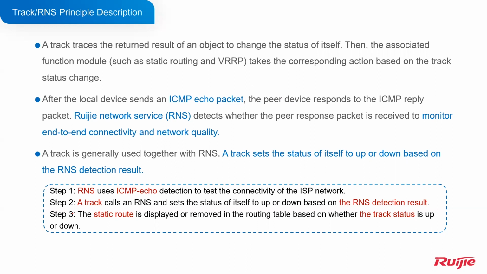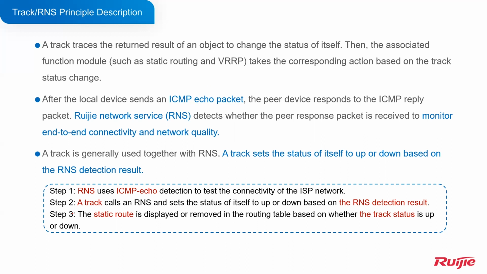status change. After the local device sends an RCNP echo packet, the peer device responds with an RCNP reply packet. RNS, which stands for Ruijie Network Services, detects whether the peer response packet is received to monitor end-to-end connectivity and network quality. A track is generally used together with RNS. A track sets the status of itself to up or down based on the RNS detection results.